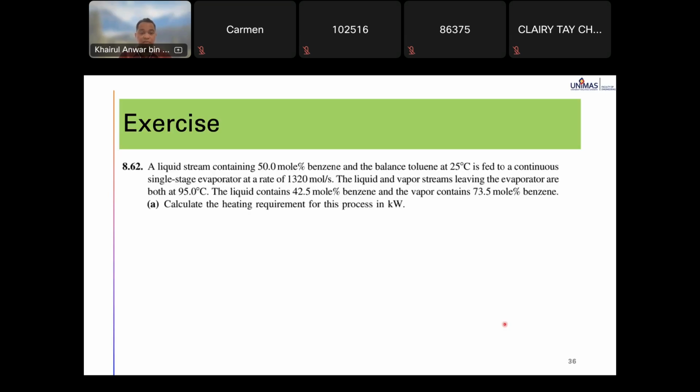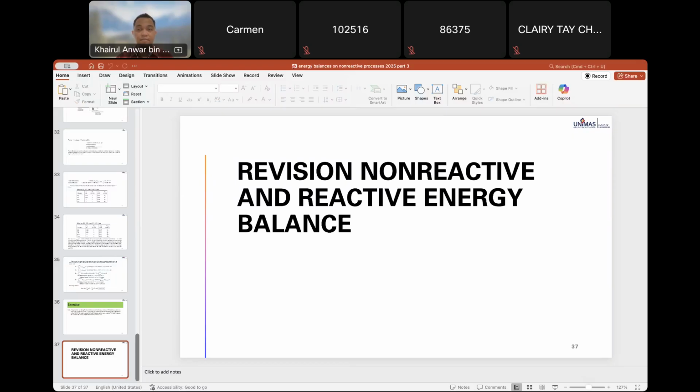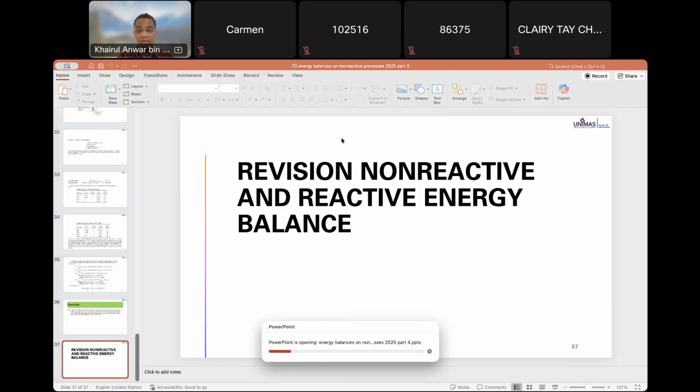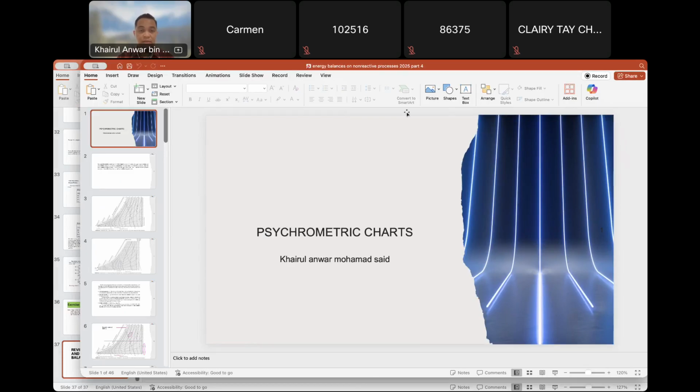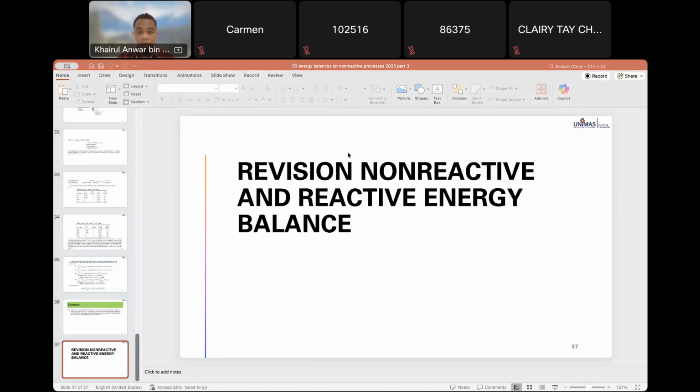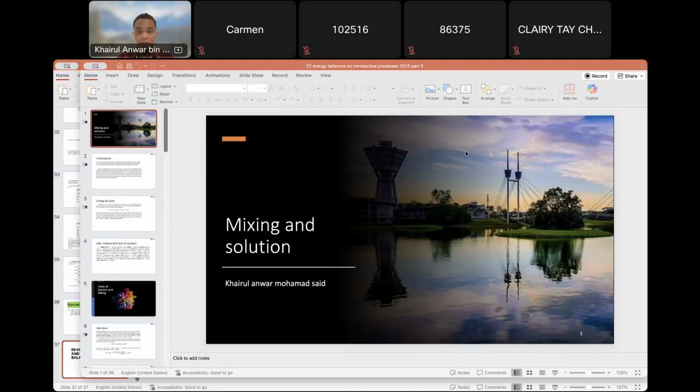A liquid stream containing 50 mole percent benzene. Okay, this is the exercise.